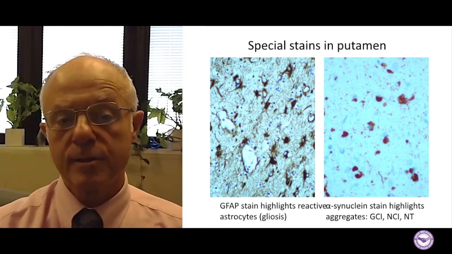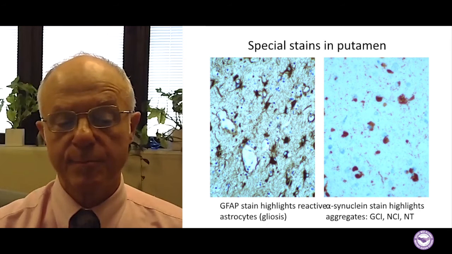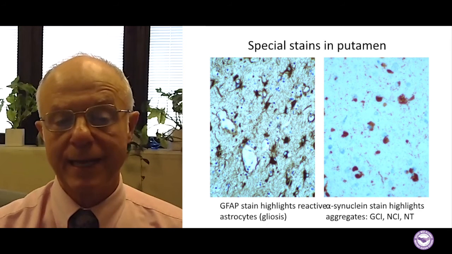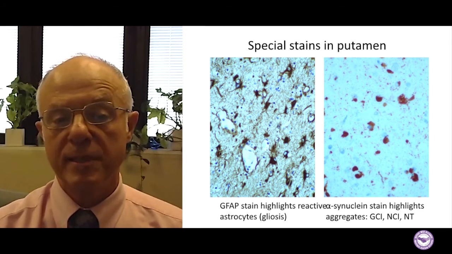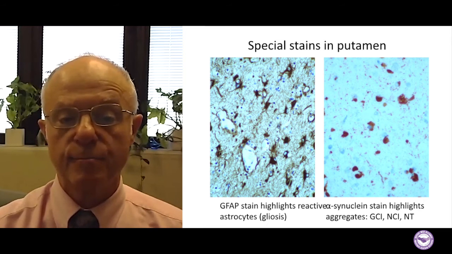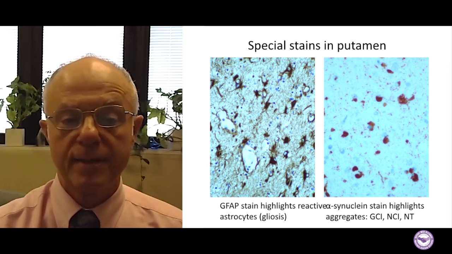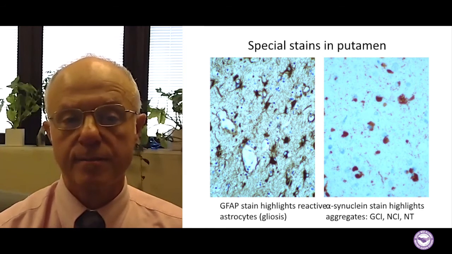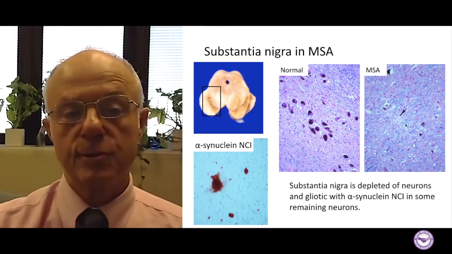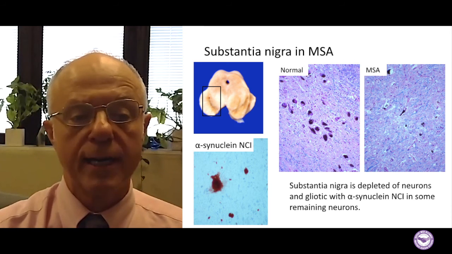It's sometimes helpful also to highlight some of the other cells. This stain, glial fibrillary acidic protein, or GFAP, highlights the reactive astrocytes. You can see from this stain why they're called astrocytes, which means star-like cells, because of these radiating processes. These are abnormal. They should not be this large or proliferated in the normal putamen. So this is the gliosis. If we were to look at the substantia nigra, that is a group of cells in the midbrain.